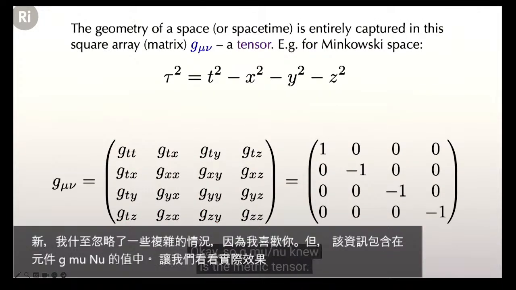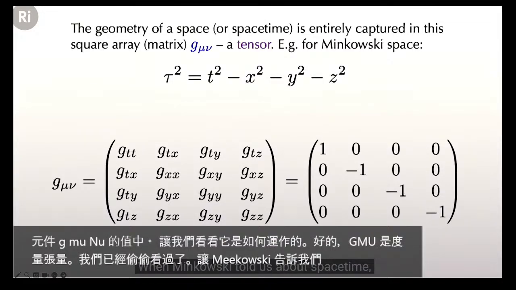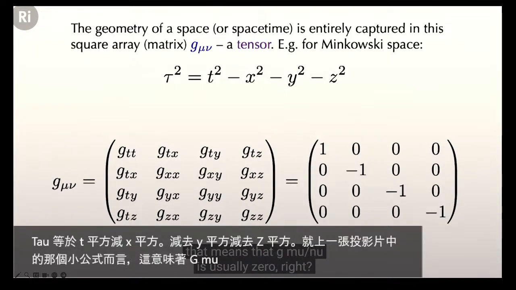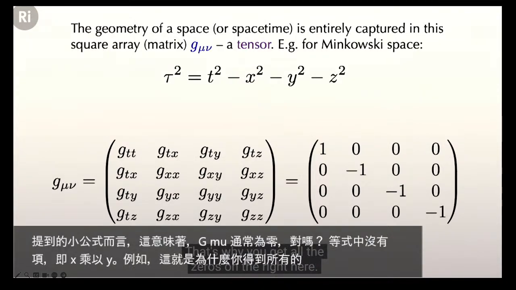Let's see that at work, okay? So g mu nu is the metric tensor. We've already secretly seen it. When Minkowski told us about space-time, he said that the time interval you measure, tau, is related to the coordinates t, x, y, z by tau squared equals t squared minus x squared minus y squared minus z squared. In terms of that little formula we had on the previous slide, that means that g mu nu is usually 0, right? There's no term in the equation that is x times y, for example. That's why you get all the zeros on the right here. But in principle, the rest of them you can read off.